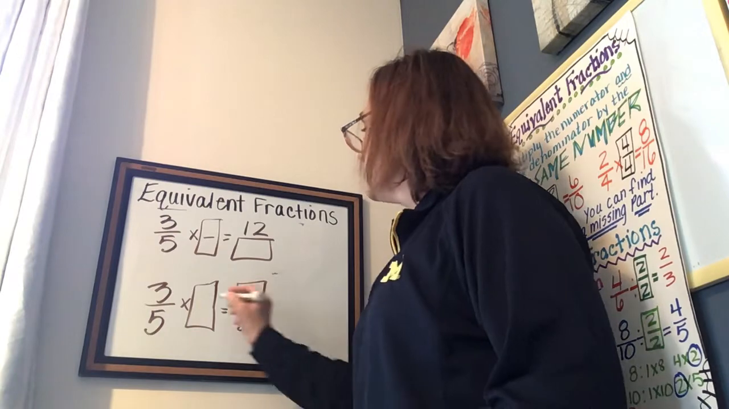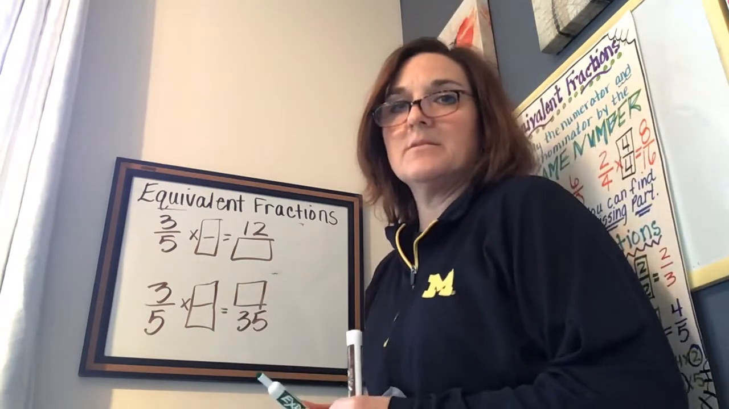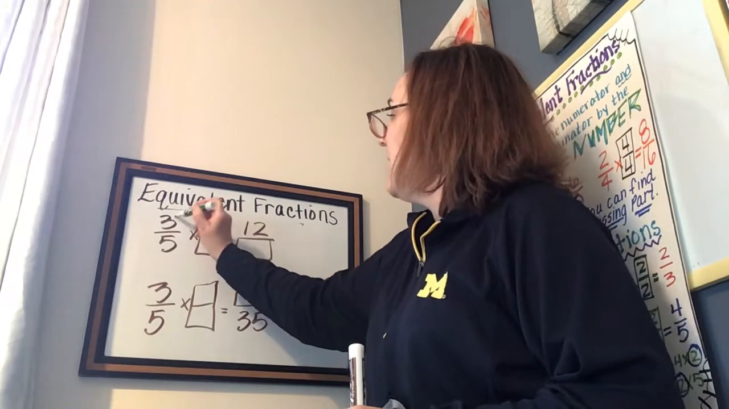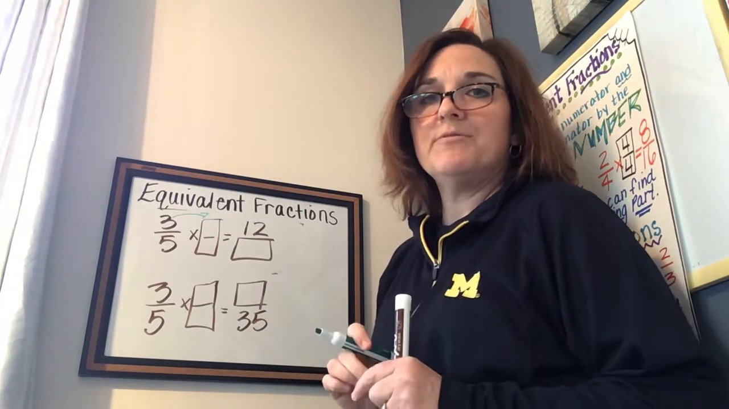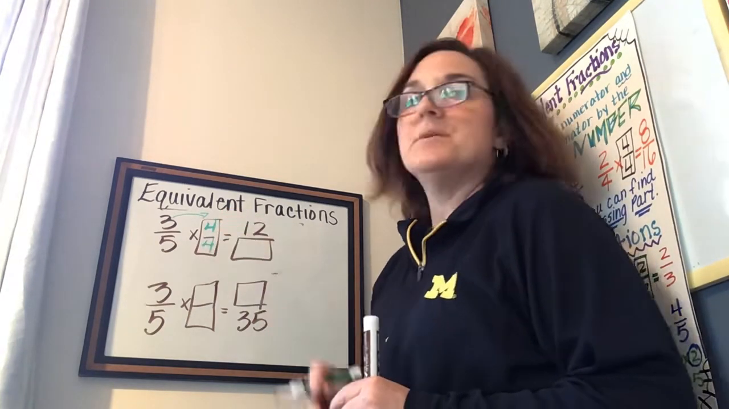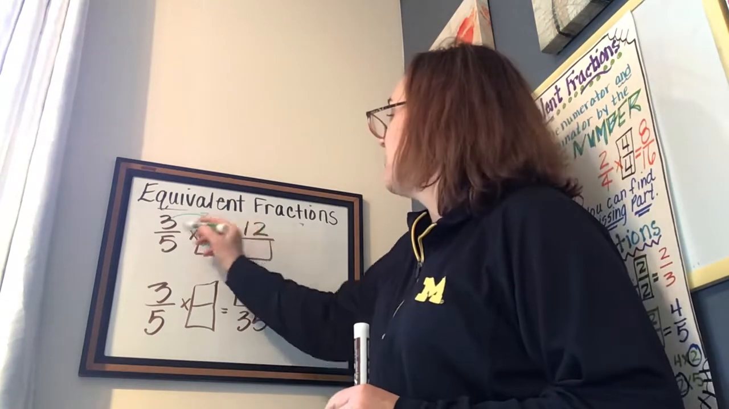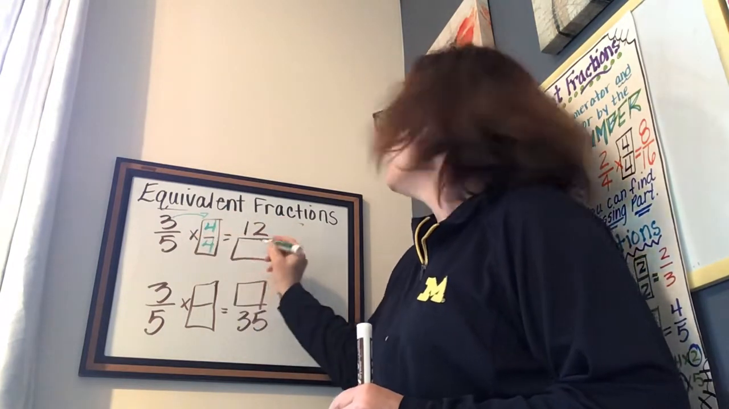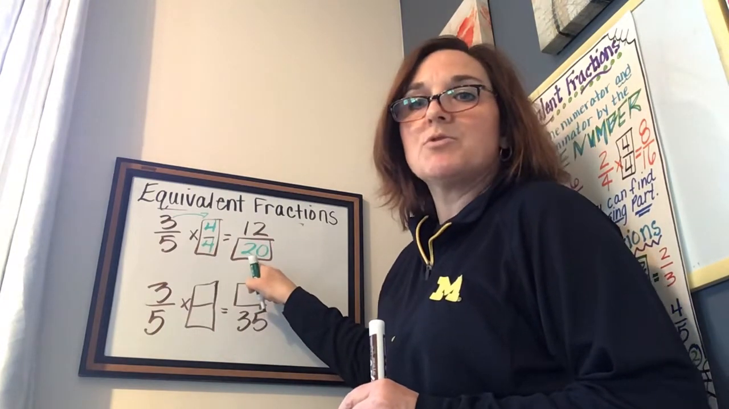All right, so what do we think, guys? So now we need to fill in all these blanks, okay? So for up here, how do we go from 3 to 12? What times 3 equals 12? 4. So anything you put on the top, you need to put on the bottom. So if you multiply the top by 4, you need to multiply the bottom by 4. So 3 times 4 is 12. 5 times 4 is 20. So 3/5 equals 12 over 20.